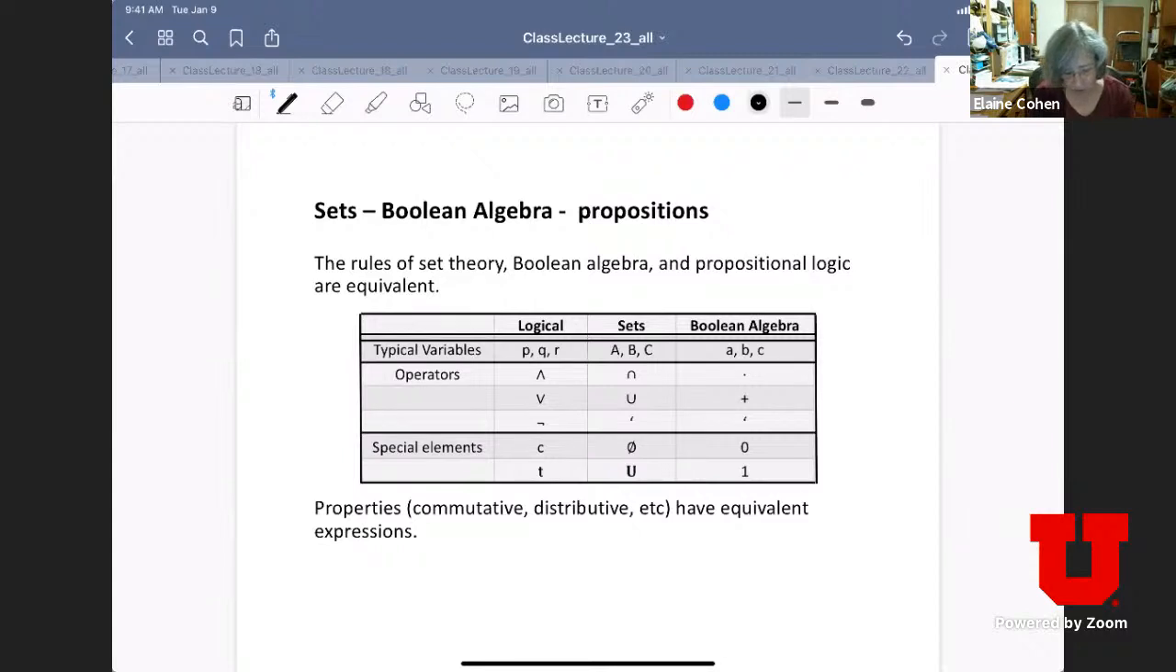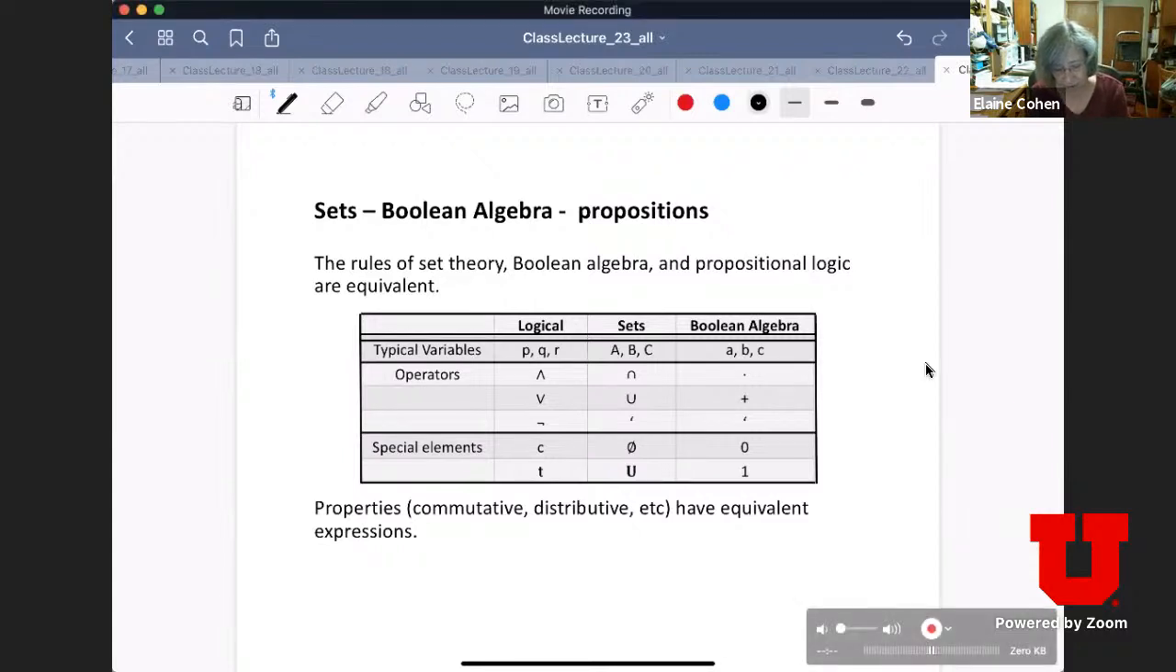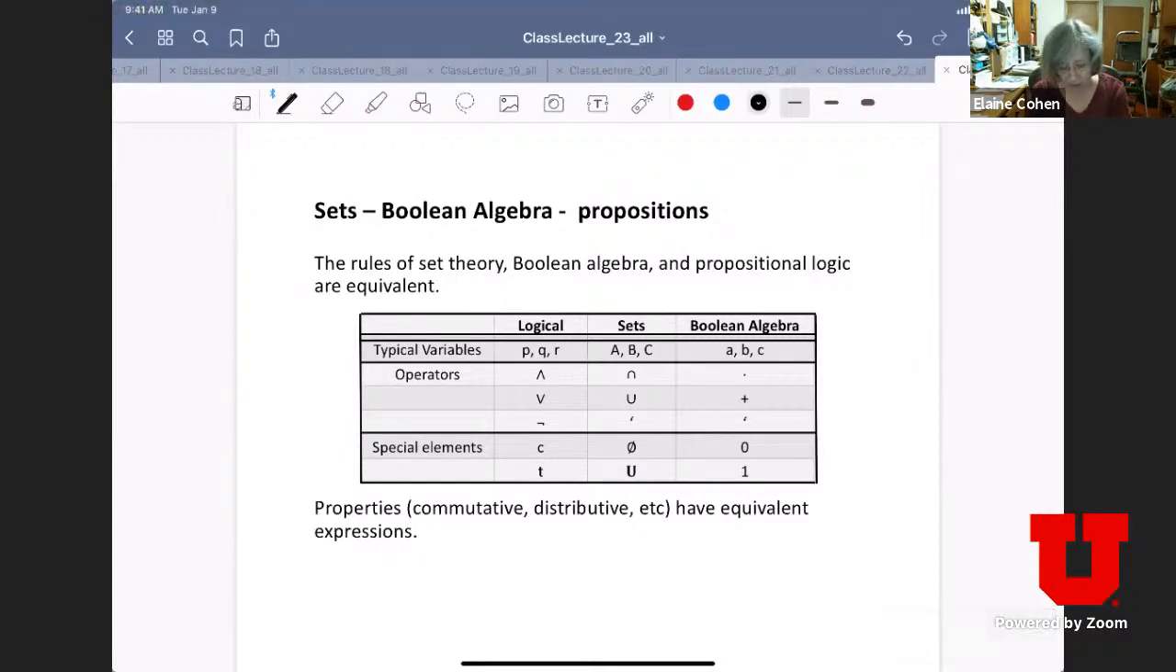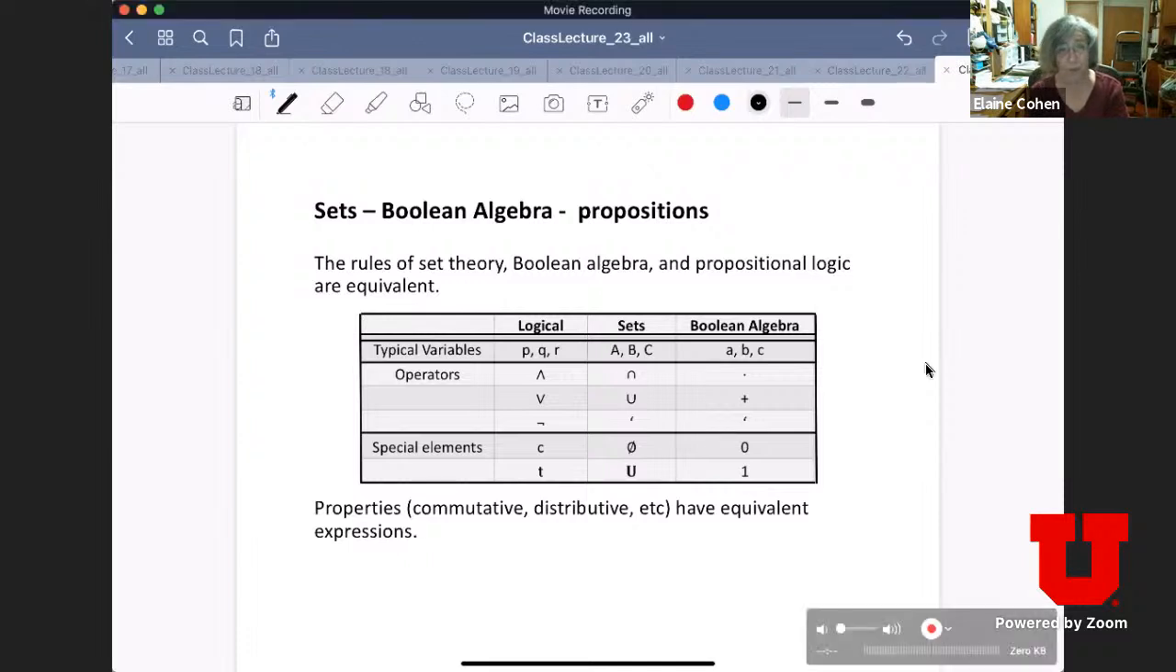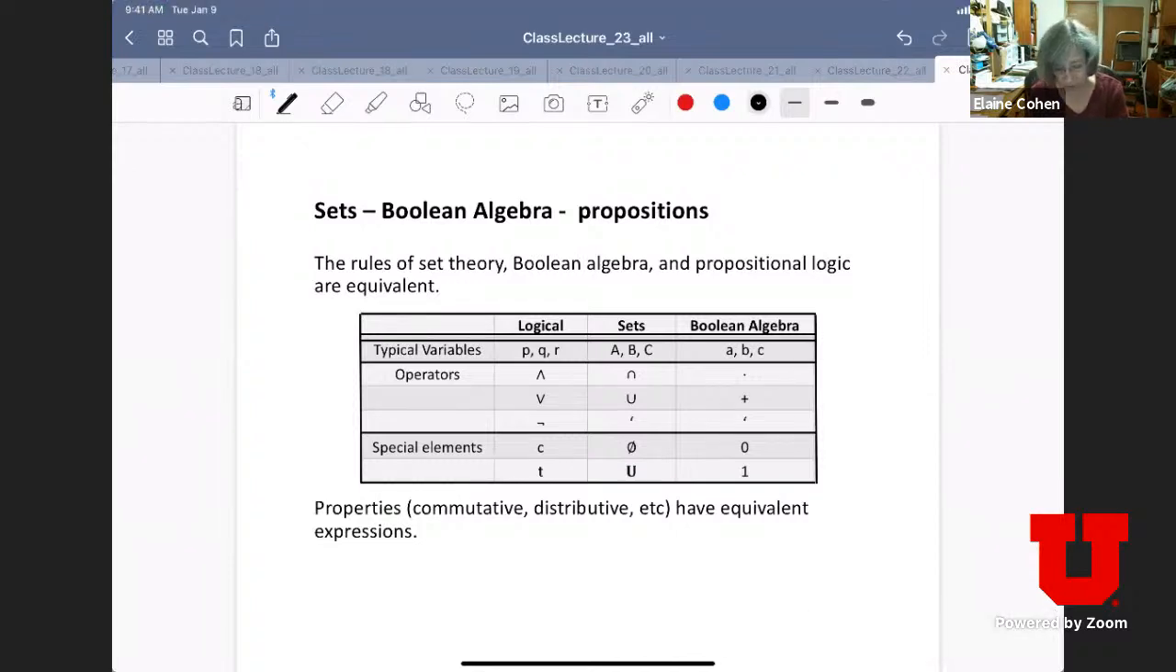Here we go. The operators: and gets replaced by intersection, gets replaced by multiplication for Boolean variables. Or gets replaced by union, gets replaced by plus, and not gets replaced by complement, gets replaced by complement, if we go between them.